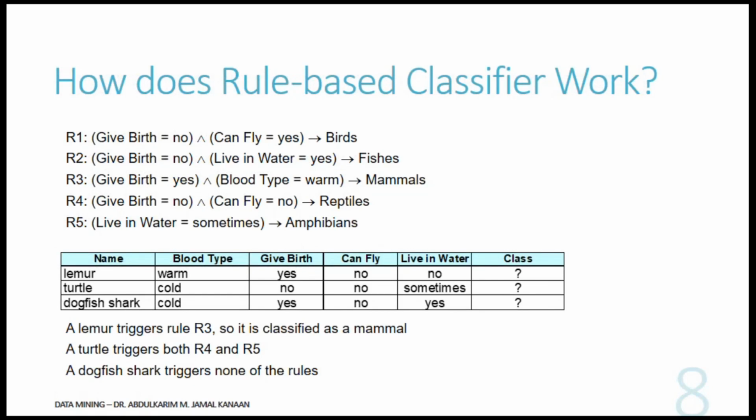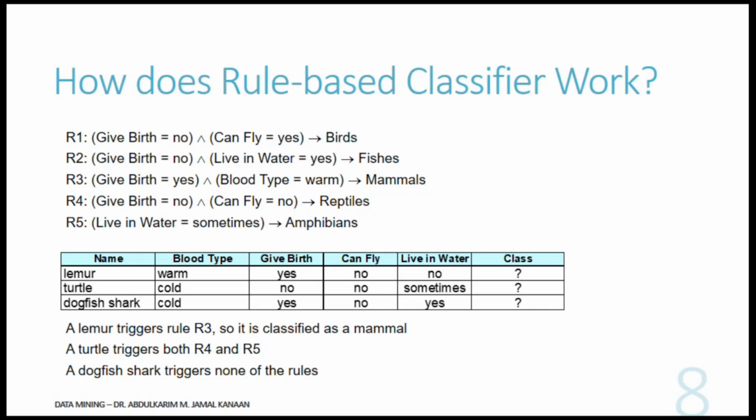So this one, is it mutually exclusive? Remember, mutually exclusive means the record must trigger at most one rule. Now, if you check Turtle, Turtle can trigger our rule 4 and rule 5, correct? Not at most one, but more than one. That means this rule set is not mutually exclusive.